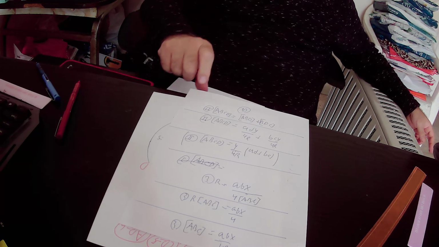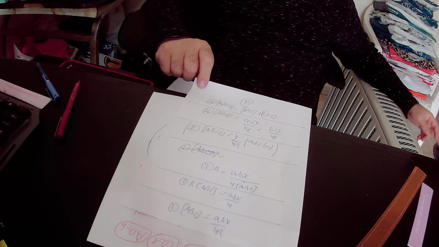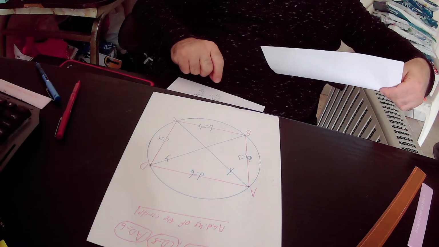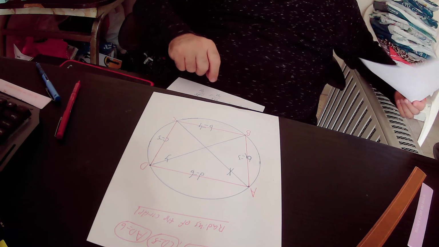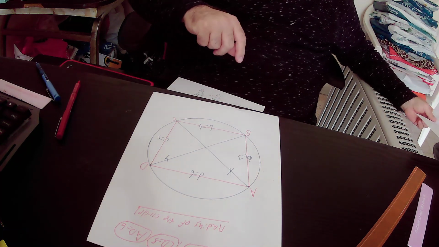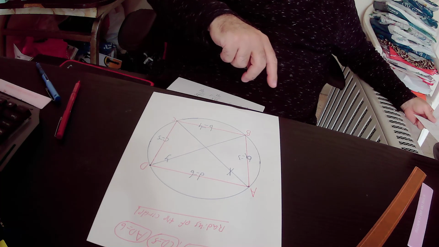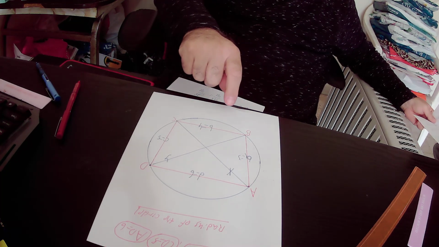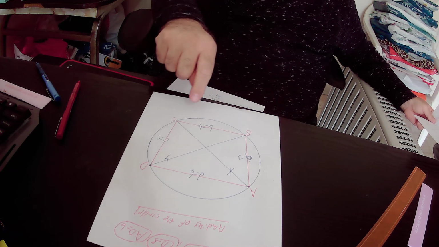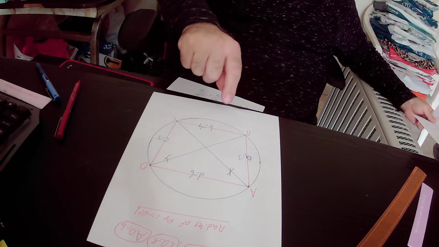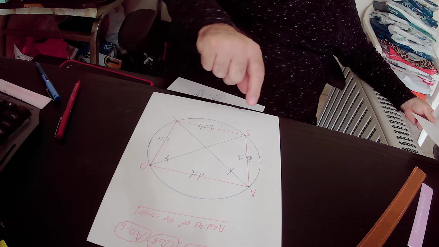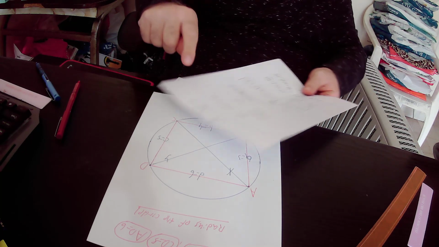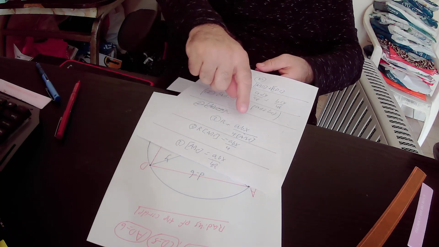Then we focused on triangle ABC. Triangle ABC is blocked by this blue circle, therefore according to rule number 3, the radius of this blue circle that blocks triangle ABC will be equal to the product of triangle ABC sides, that is to say it will be equal to a times b times x over 4 times the area of triangle ABC.